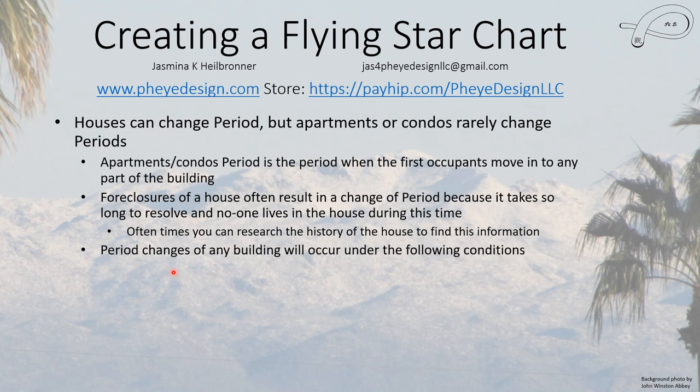Now, there are ways to change the period of any building, and they will occur under certain conditions. One of these conditions is usually enough to change the period of the building. That is, no one is in the building for 90 consecutive days. Now, you can see why in an apartment or a condo, this is tough, because there is somebody renting somewhere, unless a very big disaster happens and the apartments have to be rebuilt and every apartment gets opened to the outside because of the damage that was done or something like this.